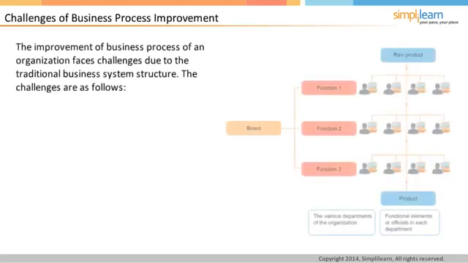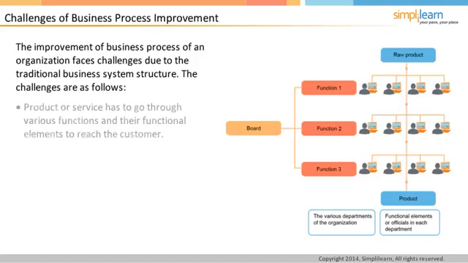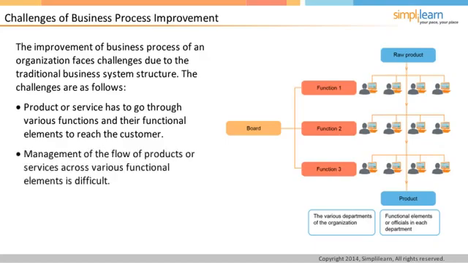Let us discuss the challenges to business process improvement in this screen. The improvement to a business process of an organization faces challenges due to the traditional business system structure because it is generally grouped around the functional aspect. The main problem in a functionally grouped organization is the movement or flow of a product or service. A product or service has to go through various functions and their functional elements to reach the customer or end user. The other problem is management of the flow of products or services across various functional elements. This is difficult as usually there is no one in charge.